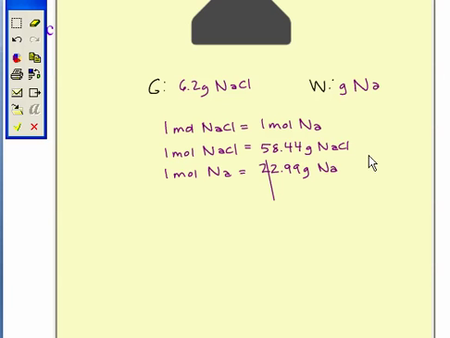Okay, so let's do our unit check. I have grams of sodium chloride here, grams of sodium chloride here. Grams of sodium, grams of sodium. Mole of sodium, mole of sodium. Mole of sodium chloride, mole of sodium chloride. Every single one of my units has been accounted for. I have 2 of each, so I'm ready to do my railroad math.